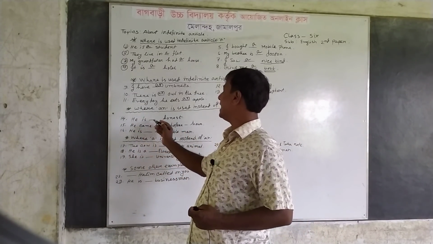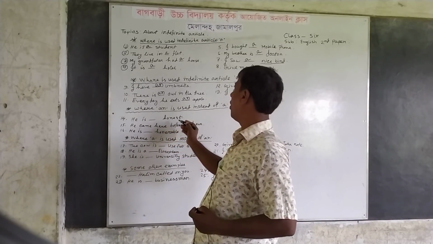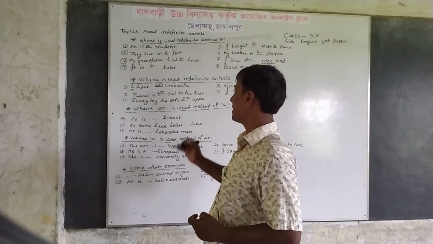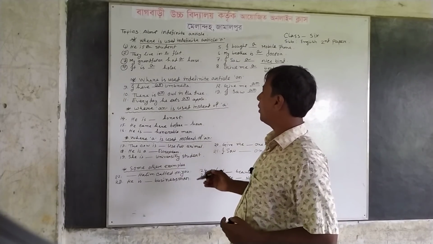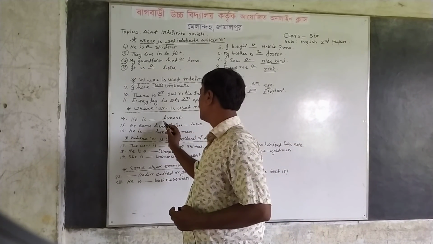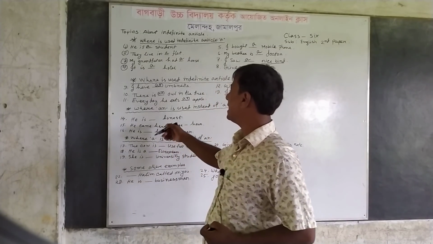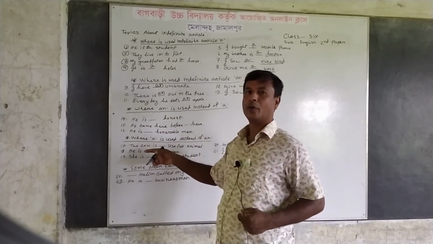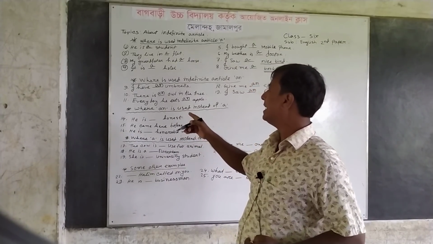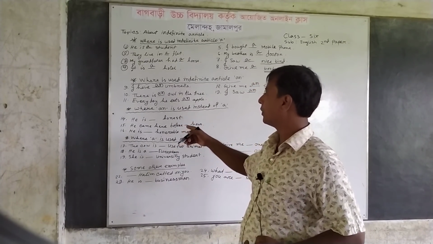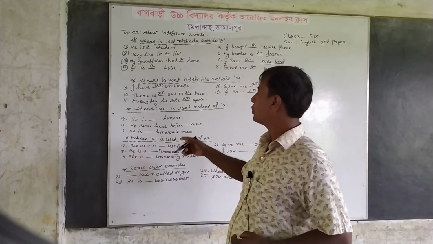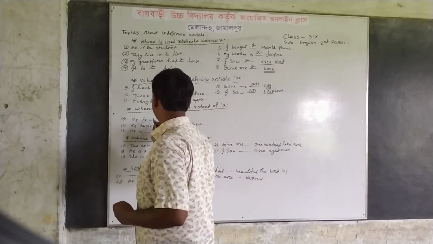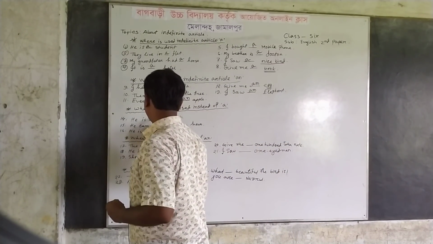Example number 14. He is an honest man. Here, honest is a singular countable noun and its first letter is H, which is consonant, but its sound is vowel. Its sound is vowel. So we shall use AN before honest.